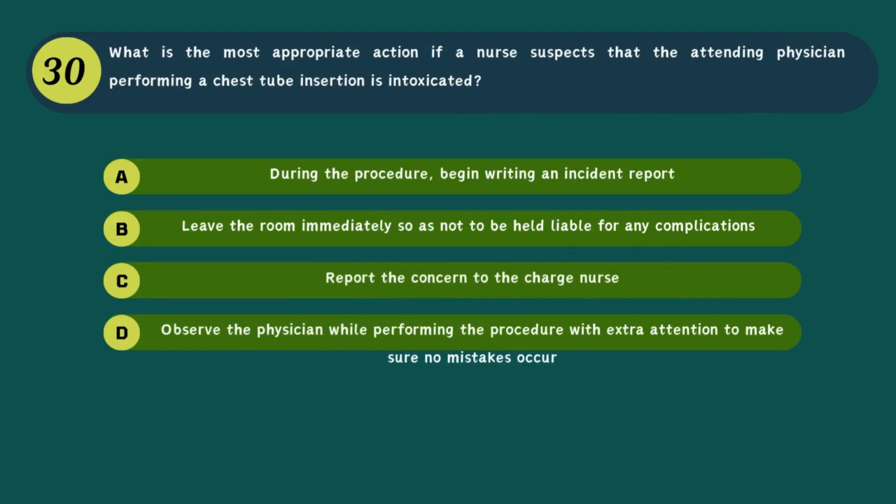Question 30. What is the most appropriate action if a nurse suspects that the attending physician performing a chest tube insertion is intoxicated? A. During the procedure, begin writing an incident report. B. Leave the room immediately so as not to be held liable for any complications. C. Report the concern to the charge nurse. D. Observe the physician while performing the procedure with extra attention to make sure no mistakes occur.